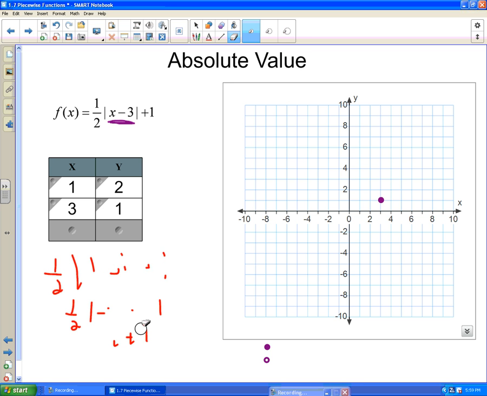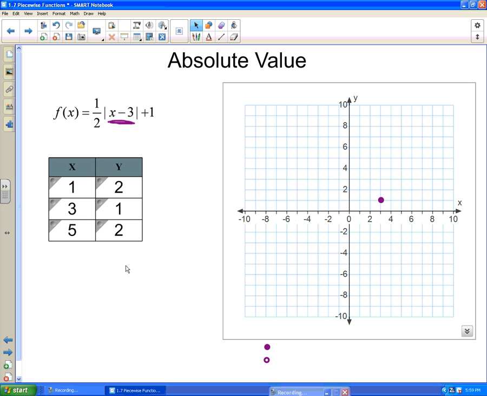Now, let's look at the last one. I want to pick something bigger than 3, and I want to choose very wisely, so I'm going to choose a 5, because I know that 5 minus 3 is 2. So 5 minus 3 is 2, half of 2 is 1, and 1 plus 1 is 2, so I've got 5, 2. I'll plot the point 3, 1. I'm sorry, 1, 2, and then I can plot the point 5, 2, just like that, and I can draw my line.